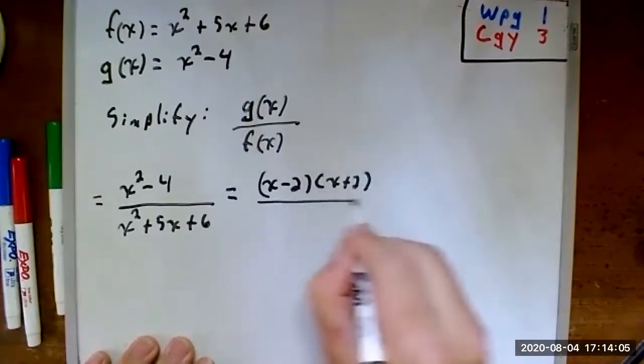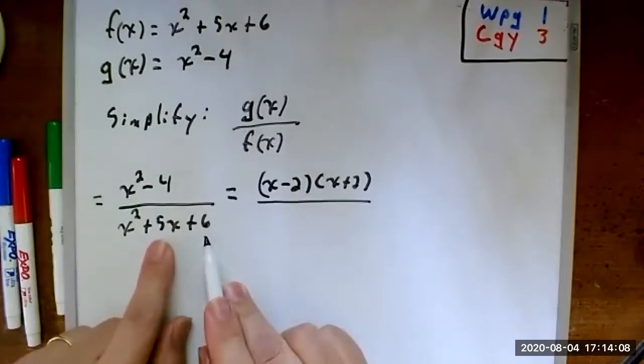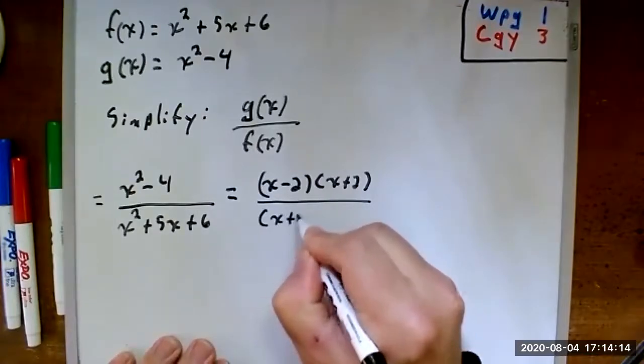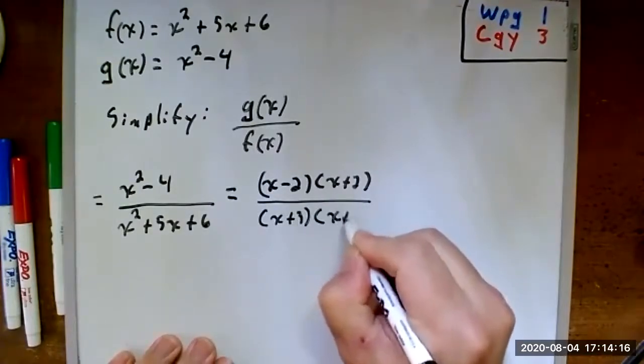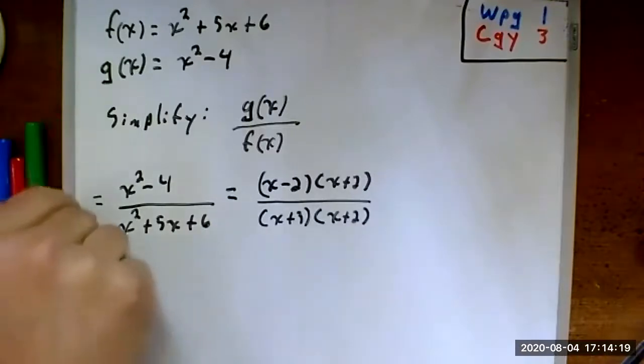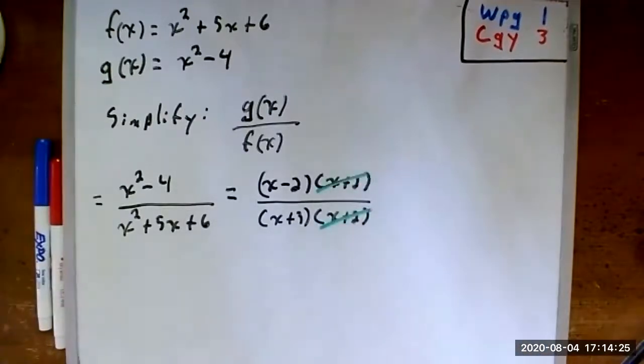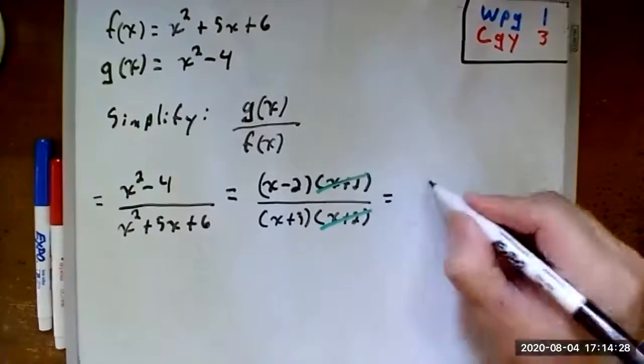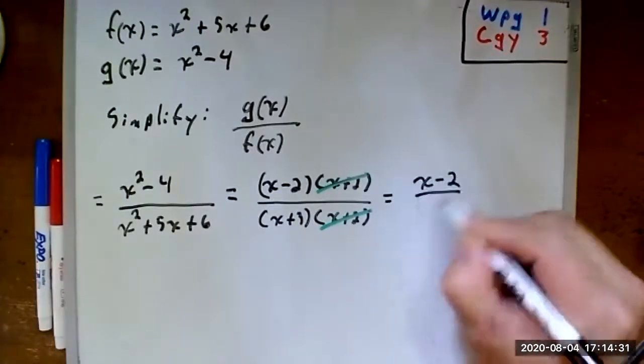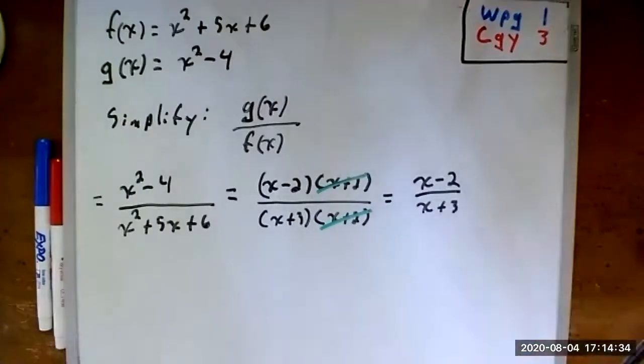We start factoring. x squared minus 4 is a difference of squares, so I get x minus 2, x plus 2. Here I'm looking for what multiplies to 6, but adds to 5. The answer there is 2 and 3, so this becomes x plus 3, x plus 2. I recognize that x plus 2 and x plus 2 can cancel out. And we're left with a very simple x minus 2 over x plus 3. And that's our final answer.